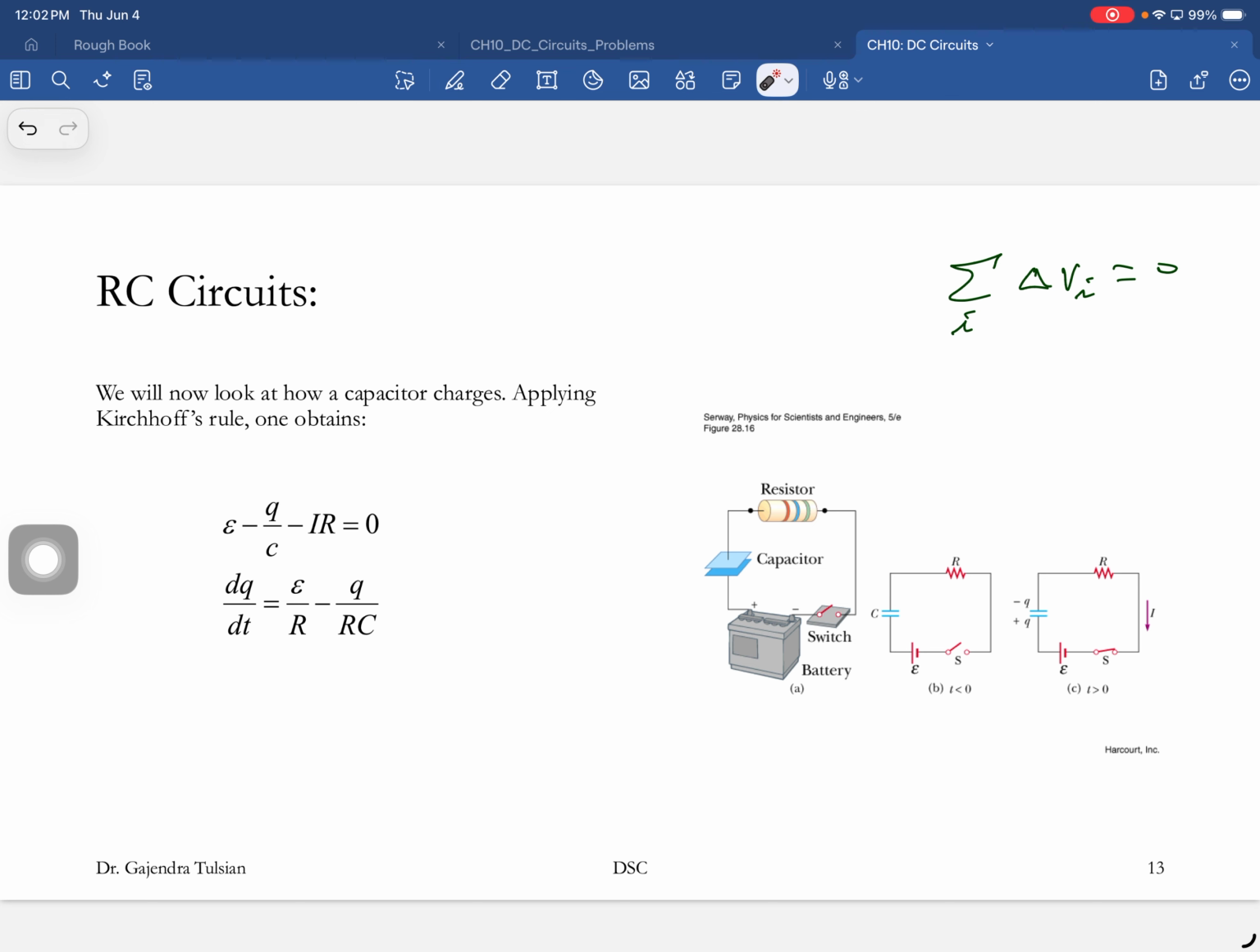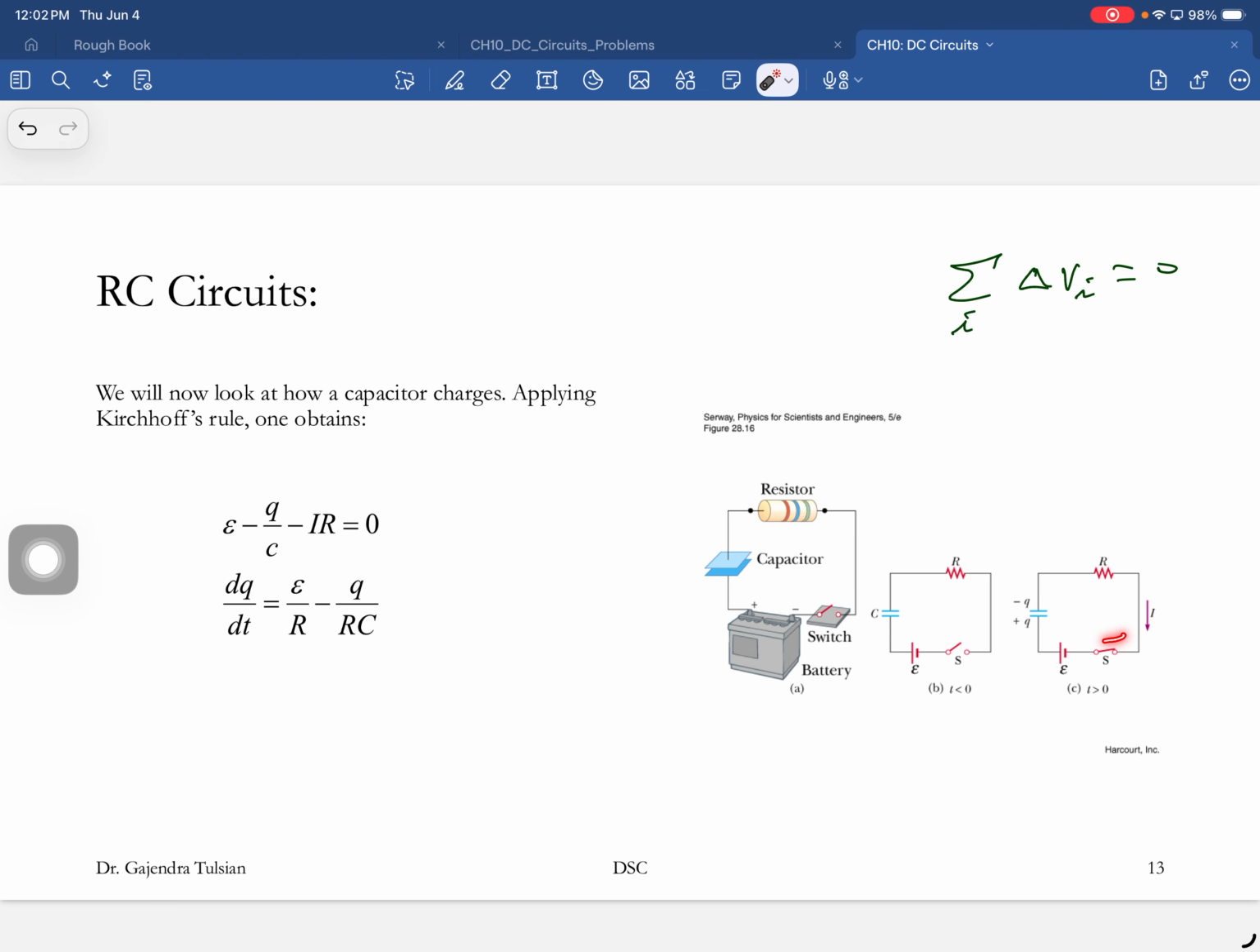All right, so we're going to go around the loop. You can start at any point. You can go around in any direction. If you go around in this direction, you'll get an equation. And if you go in the opposite direction, you'll get the same equation with a minus sign. But if they all add up to 0, it doesn't matter.